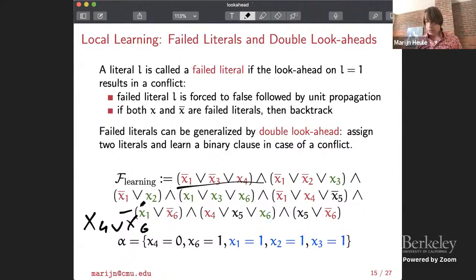This double look ahead can be extremely effective on some problems, but notice that this is very expensive, right? Because we need to pick two variables. So the complexity of doing it for all possible assignments for two variables is cubic, because the unit propagation can also be linear in the number of variables. So it can be very expensive, but for some problems it is very effective, while for others it's extremely costly.